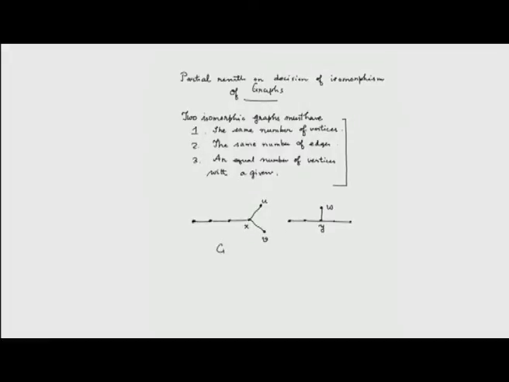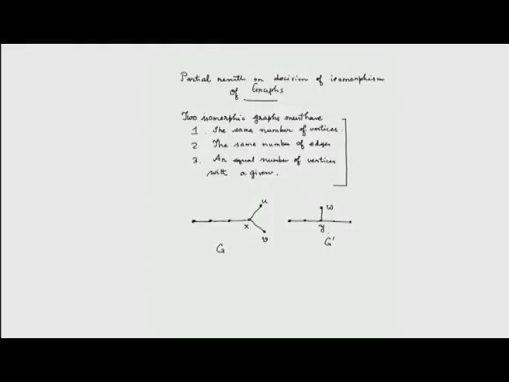Now, we have a graph which we denote by G and another graph we denote by G prime. Now, G has 6 vertices, G prime also has 6 vertices. Now, if you look at the edges, G has 5 edges and G prime also has 5 edges.